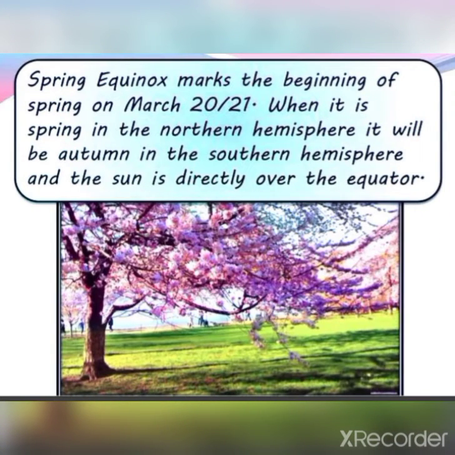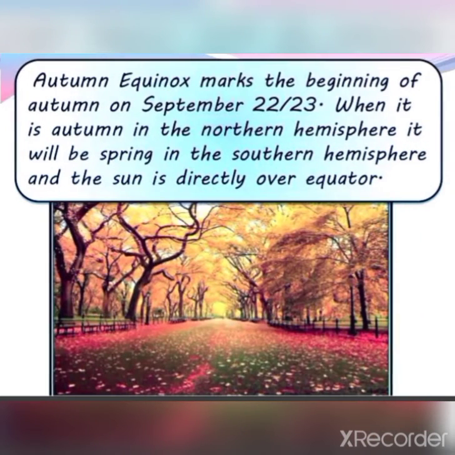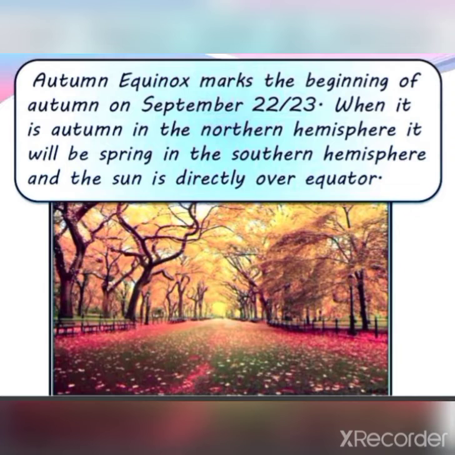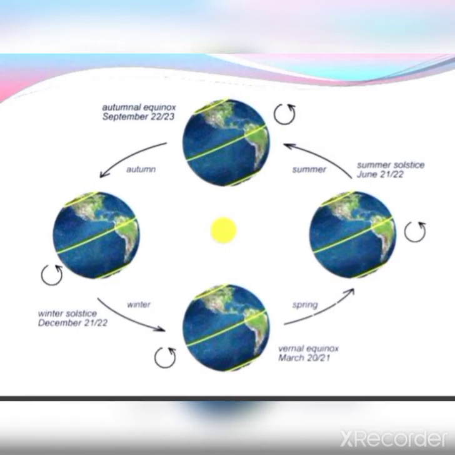Spring equinox marks the beginning of the spring on March 20, 21. When it is spring in the northern hemisphere, it will be autumn in the southern hemisphere, and the sun is directly over the equator. Autumn equinox marks the beginning of the autumn on September 22 and 23. When it is autumn in the northern hemisphere, it will be spring in the southern hemisphere, and the sun is directly over the equator. If you see the diagram, then you will easily understand.